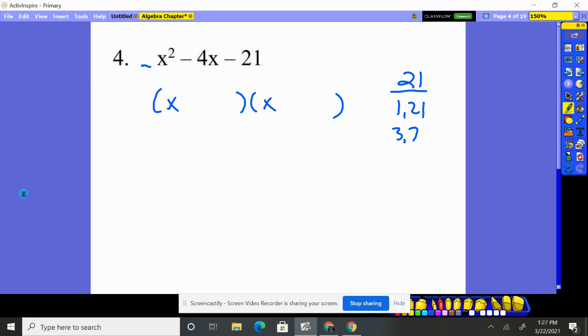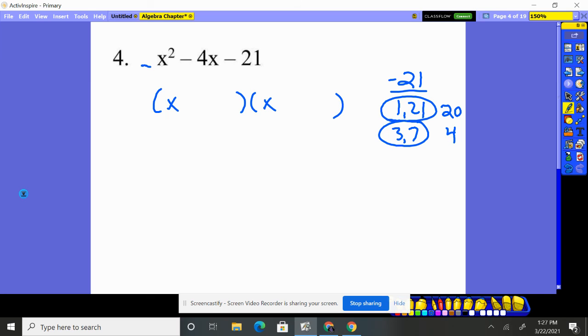So the difference makes it a little harder. It's a negative 21. That means one of the pieces is negative. One of them is being subtracted. So instead of adding our pieces together, we have to find the difference between them. 1 and 21 have a difference of 20. You and I could create a negative 20 or a positive 20 if we wanted. 3 and 7 has a difference of 4. We could create a negative 4 or a positive 4.